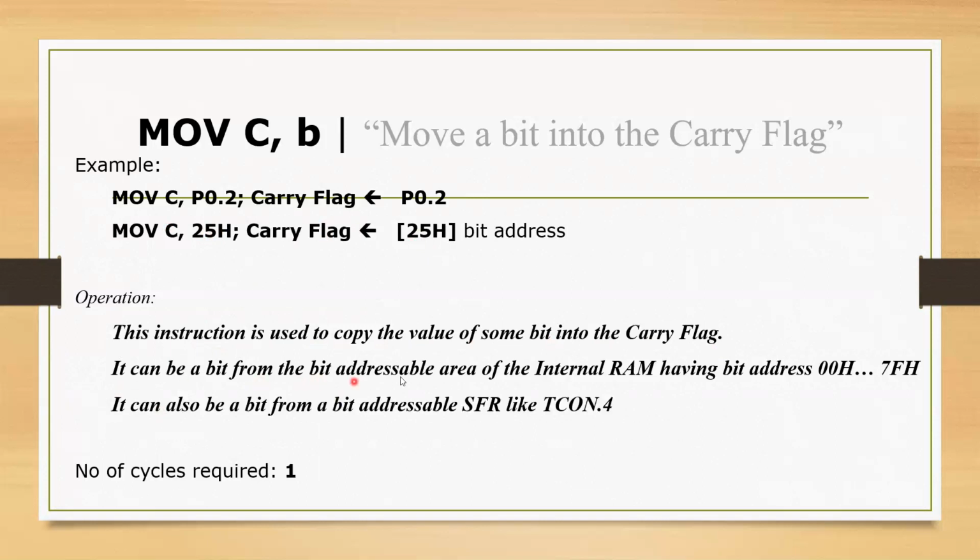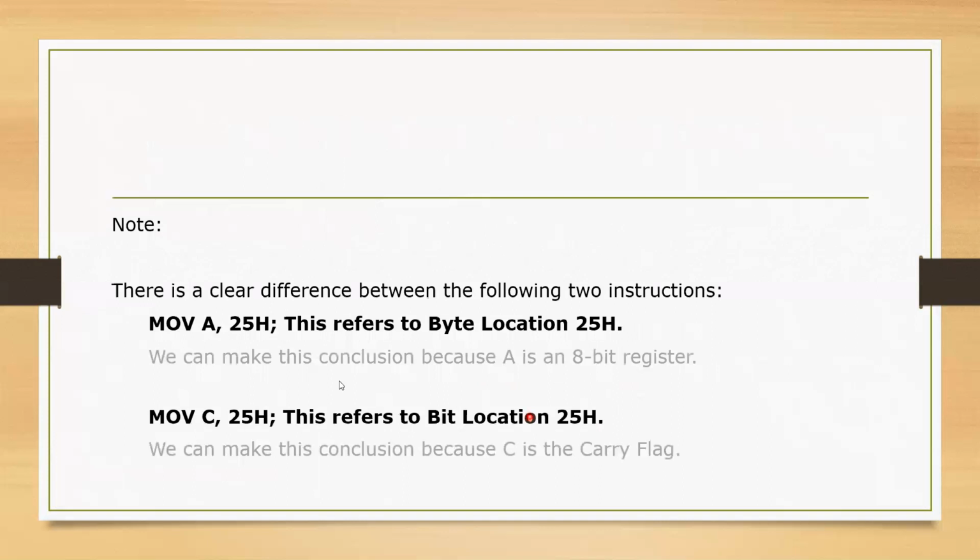It can be a bit from the bit addressable area of the internal RAM, having address from 00 hex to 7F hex, or it can also be a bit from a bit addressable special function register like TCON.4, SCON.4, SCON.3, and any bit addressable special function register. So there is a clear difference between the following two instructions.